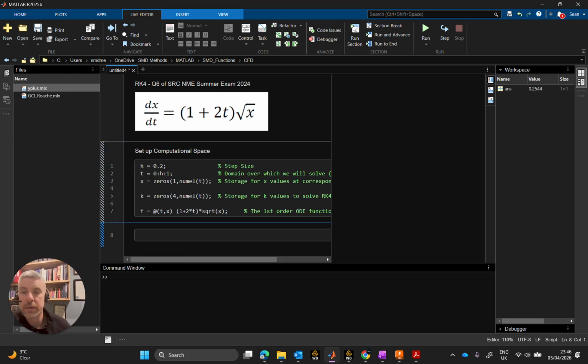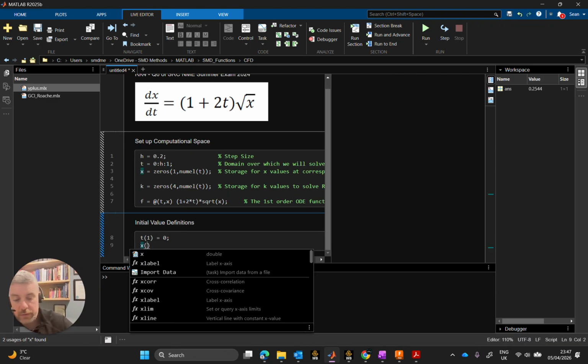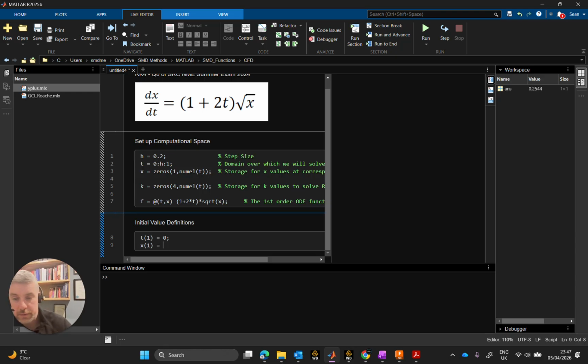Let's put in a section break here. Let's put in a bit of text. Let's say initial value definitions. I'm going to code that up. Our initial t, we're going to start with 0, so we're just going to keep it at that, but just to formalize it, I'll say the first value of t should be equal to 0. It already is 0. See it there. My first x value, though, x1, has to be equal to 1. That's what the set is. So at the minute it's 0. Now I'm just going to set my first x value in that vector to be 1.